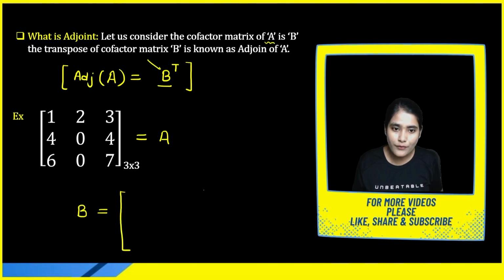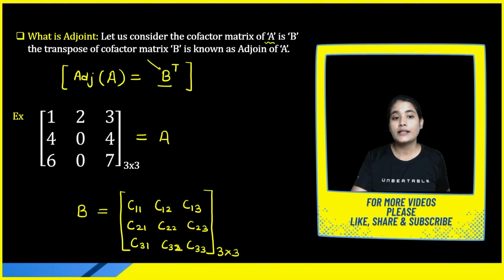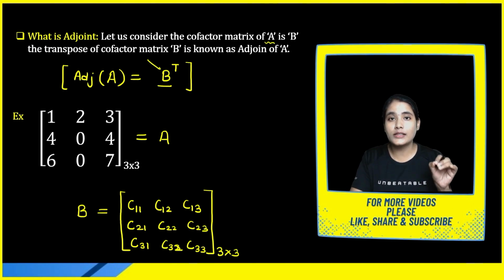So what is the cofactor matrix? Let me write the cofactor matrix first. C11, C12, C13. We have to find each and every term. Then again C21, C22, C23. This is my second row. Then C31, C32 basically, and C33. So this is my 3 cross 3 cofactor matrix. Now the challenge is to find all the elements' values. How will you find the cofactor of each and every element?